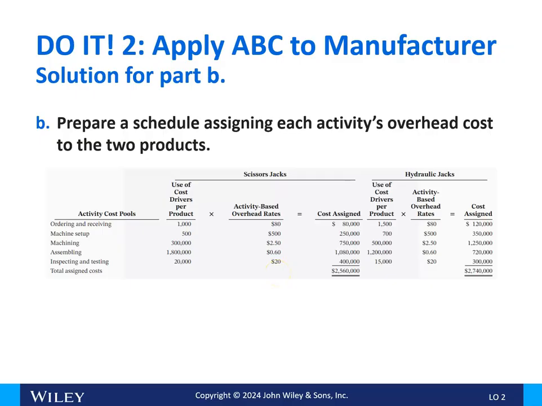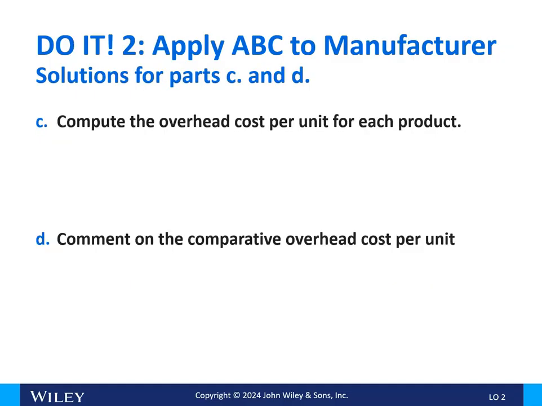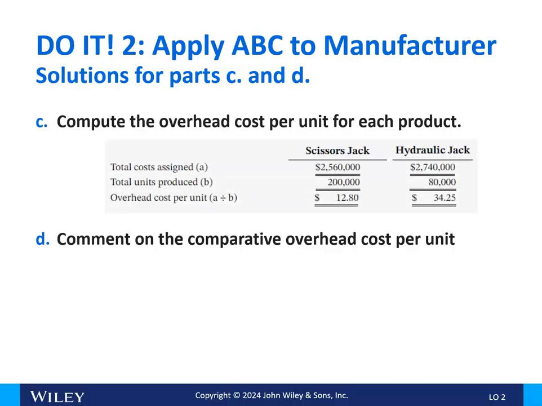Now that we have the total costs for each product based on estimated usage, we can calculate the unit cost of the overhead. We do that by taking the total cost assigned that we just calculated divided by the number of units produced, and we get an overhead cost per unit. So $12.80 for the scissors jack, $34.25 for the hydraulic jack.